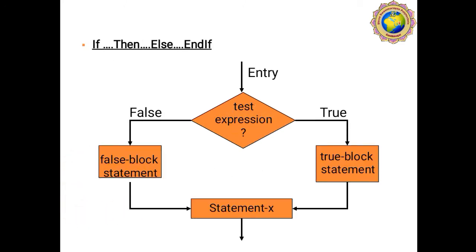Next, the if then else and end if decision making statement. Here is a flow chart of our if else. First of all, given a condition, if the condition is true, then the true block statement occurs for the execution. If the condition is false, then the else portion block occurs for the execution, and then the output is given. Okay, so this is our basic flow chart of the if else statement.